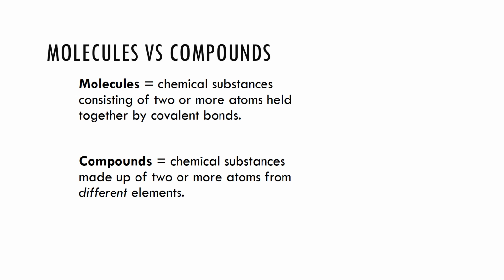Molecules are different from compounds. A molecule is a chemical substance that consists of atoms of 1 or more elements held together by covalent bonds. Compounds are chemical substances made up of 2 or more atoms from different elements. And molecules and compounds can participate in chemical reactions.